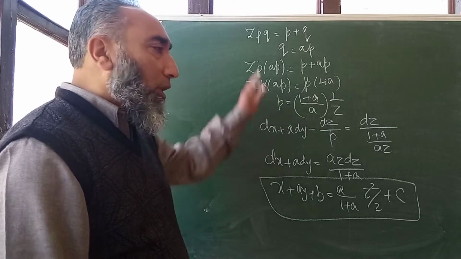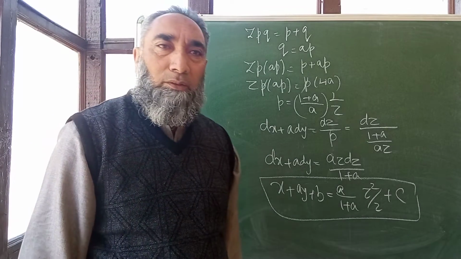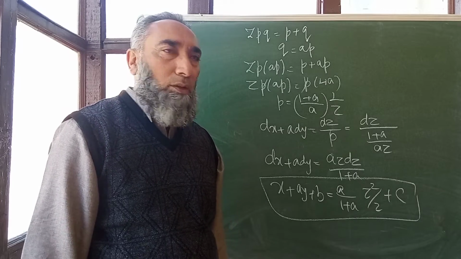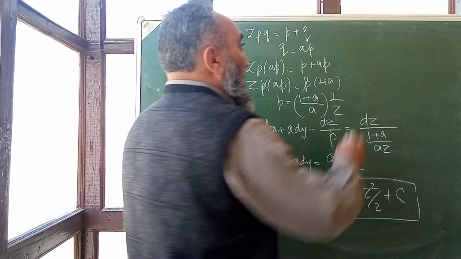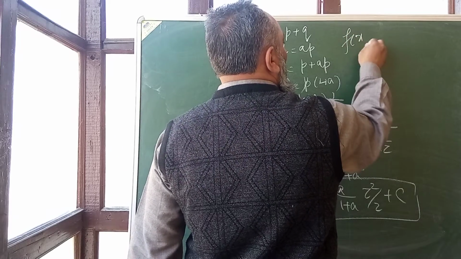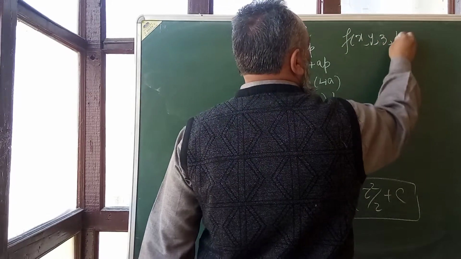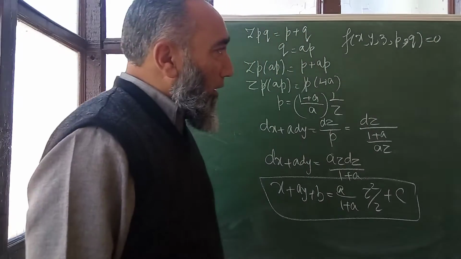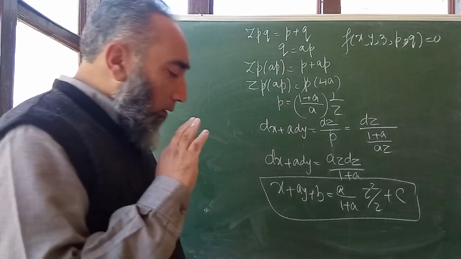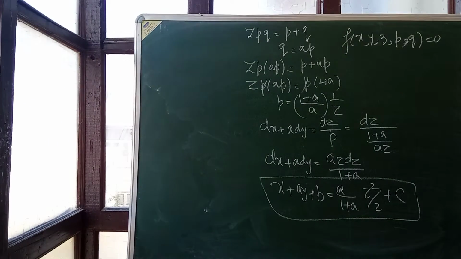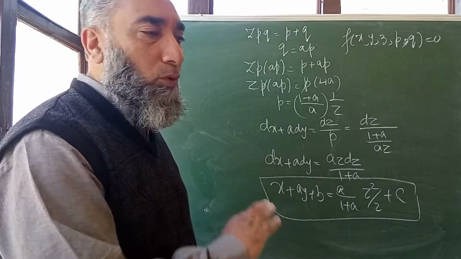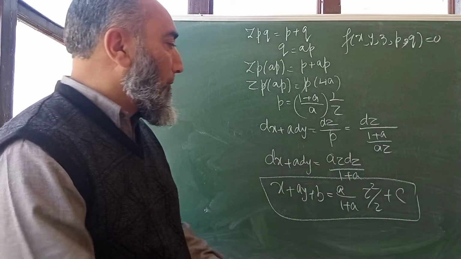Now, let us suppose that I don't know all these methods. So, I will now tell you something about Charpit's method, which solves non-linear differential equations of the form f of x, y, z, p, q equal to 0 directly. You can use it directly, and you will find the solution of all the standard forms, these four standard forms.